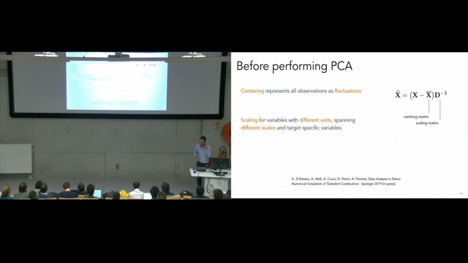Something else I want to point out is why we center: just as was mentioned before, because we have to convert observations to fluctuations. And we also scale because in our problems we have temperature, stable species of combustion, and radical species, so they span very different scales. To take all of them into account, we have to scale the matrix appropriately. I don't have time to go into the details, but this is a tutorial that we have written with Einspeech at Aachen. If you are interested, you can look it up.